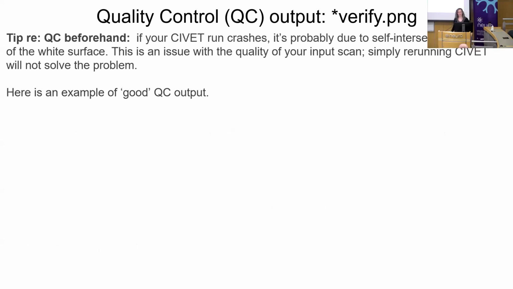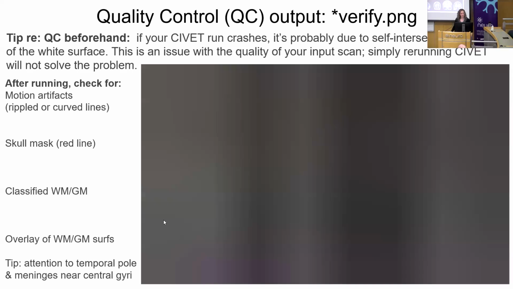But I'm going to walk you through an example of good quality control output. And at the end of this presentation, I'll give a link to some other older documentation where we show examples of bad quality control, and then you can compare. But here's an example of what it should look like.